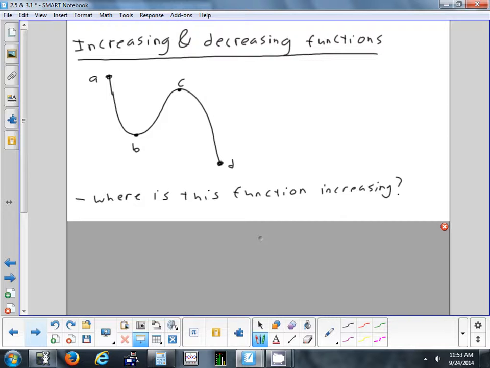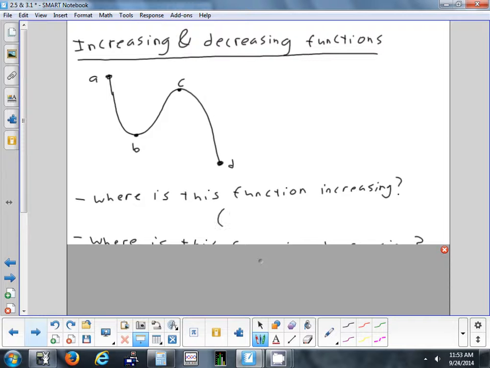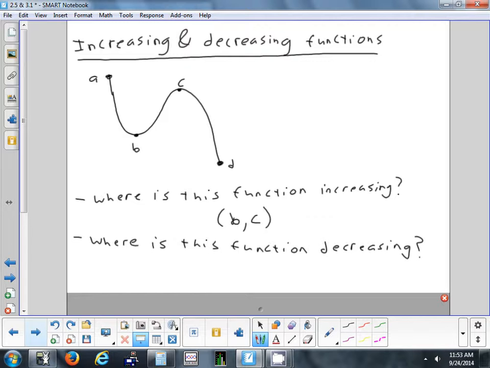James? B to C. Yep, B to C. It's increasing. So we could say over the interval B to C. We're not going to use brackets because when it's exactly at B or C, it's not increasing, it's not decreasing. So between B and C, it increases. Where does it decrease? Can you give me one interval, Alex, where it's decreasing? C to D. Sure, C to D. And the other interval would be A to B.